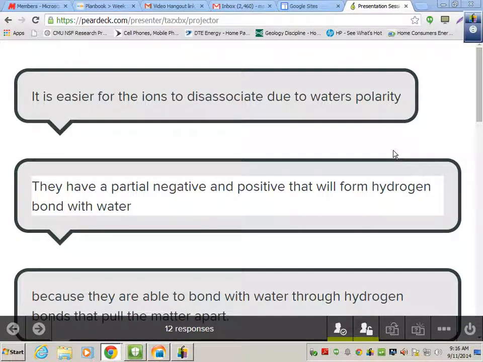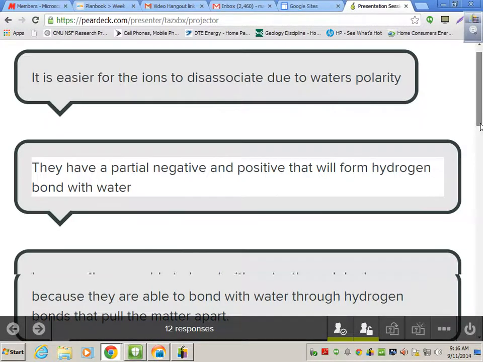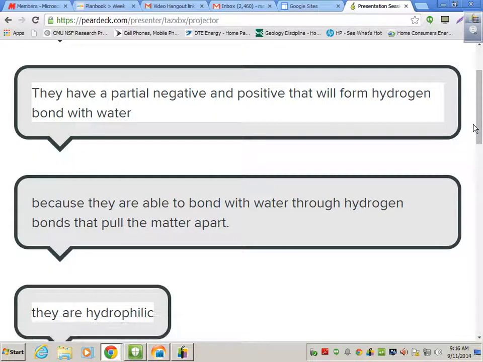Okay. So it's easier for the ions to dissociate because ions are what? Charge, right? And if water has a charge on each end, it's going to be attracted to both positive and negative ions, which makes it a kind of universal thing. They have partial negative and positive. That's correct. They're able to bond through hydrogen bonds. So hydrogen bonds is that attraction we're talking about: water being attracted to another molecule that has a charge.